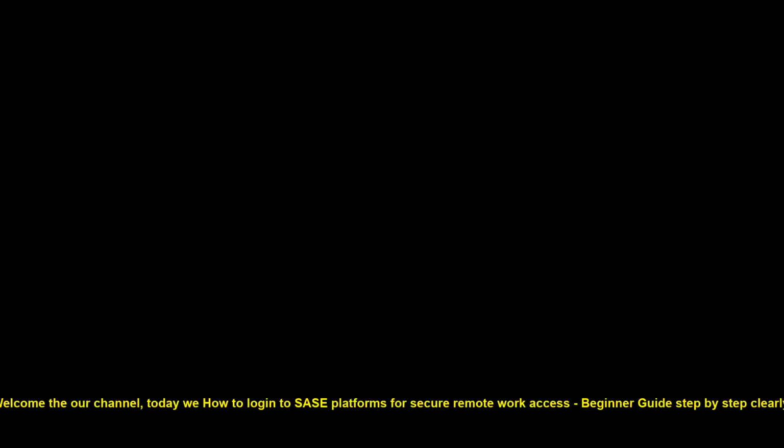Welcome to our channel. Today we learn how to log into SASE platforms for secure remote work access, a beginner guide step by step clearly. To begin, open your preferred web browser on your device. In the address bar, type the URL of your organization's SASE platform. Press the Enter key to navigate to the login page.